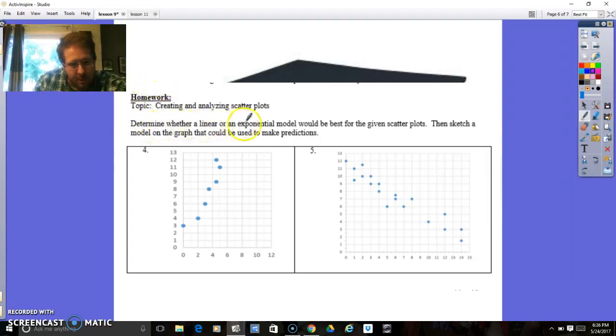Homework. Determine whether a linear or an exponential model would best fit. Okay, very easy homework. Now, just look at the data. You can tell that the data seems to be curving up. So this would definitely be an exponential function, an exponential model, I should say. And this data looks to be like a straight line. So this would definitely be a linear model that would best represent this data. And the reason why is because the data goes in a straight line.